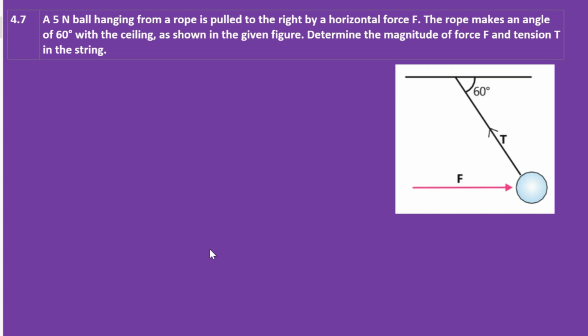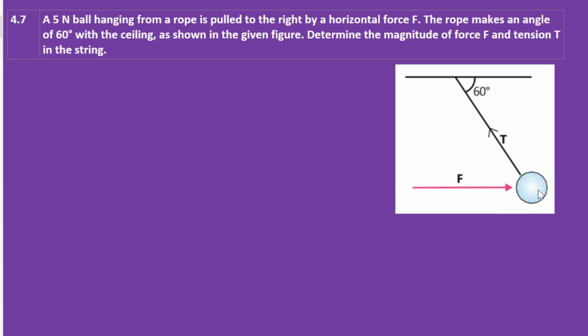Today we will solve the seventh numerical from chapter number 4, whose name is Turning Effect of Force. The numerical states that a 5 Newton ball hanging from a rope is pulled to the right by a horizontal force F. The rope makes an angle of 60 degrees with the ceiling, as shown in the given figure. Determine the magnitude of force F and tension in the string.